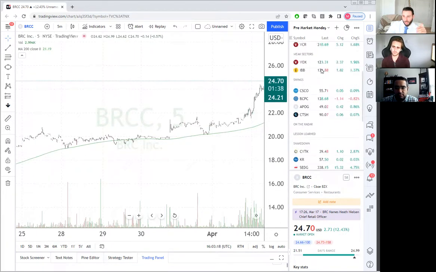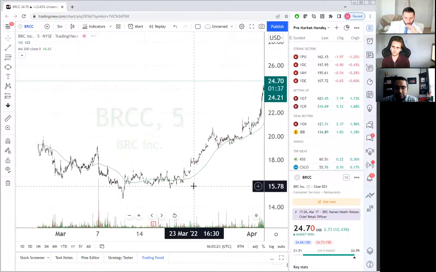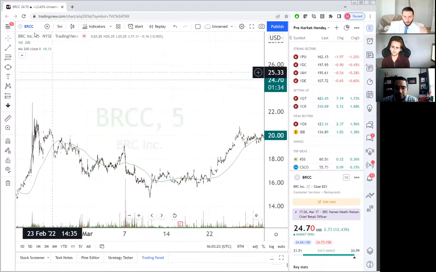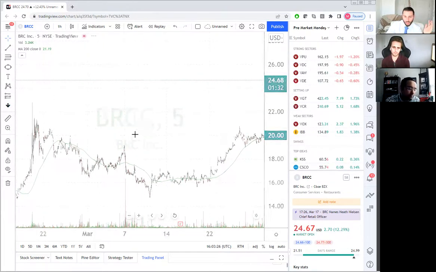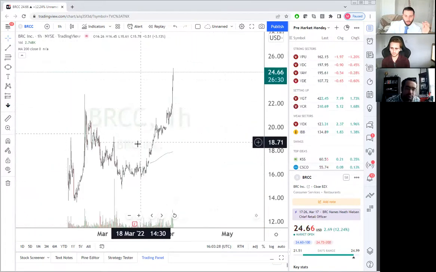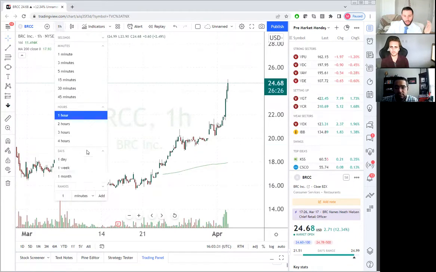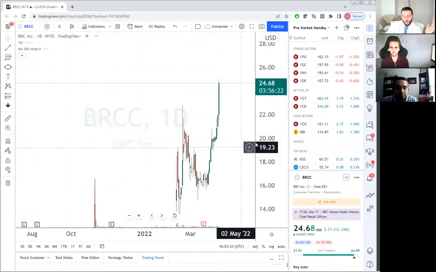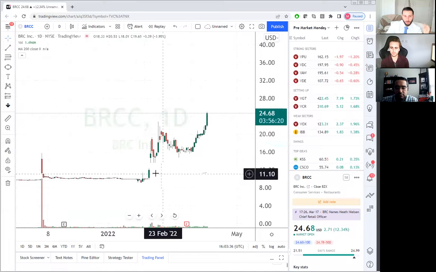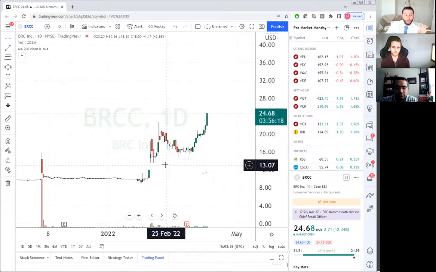Like you might have a name that's near 52-week lows that's getting destroyed on the daily, but on a 5-minute or an hourly might look like the most amazing hourly bull flag. But then when you zoom out, you're like, oh damn, this thing's smoked. You're not going to get that follow through. So that's why we always focus on zooming out.